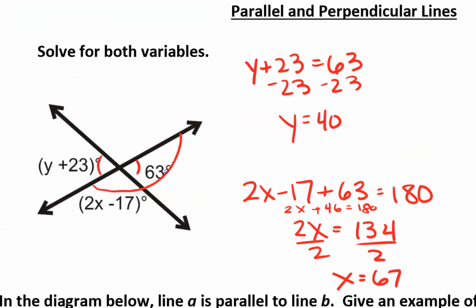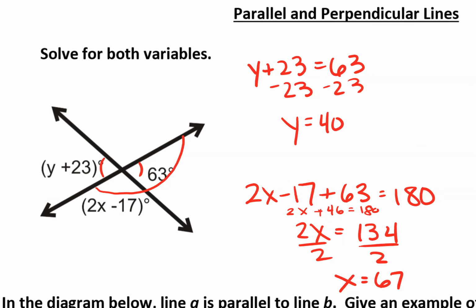Okay, number 1, we set this up, that y plus 23 and 63, let me redraw this. So these 2 angles are vertical angles, therefore they're congruent. So we would say y plus 23 equals 63 and solve that. And then we could look here and say that these 2 angles are a linear pair, so they equal 180. So we're going to set that equation up and solve it.